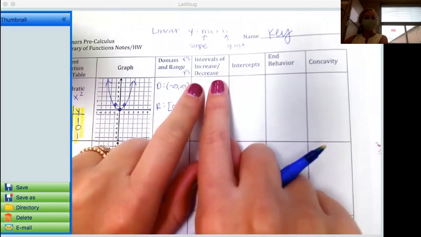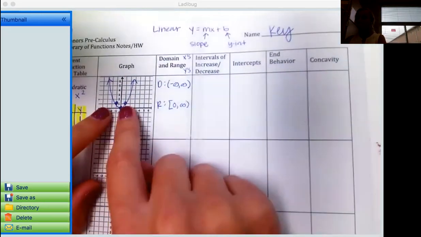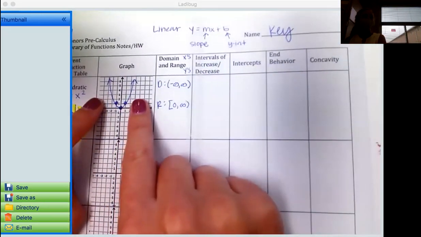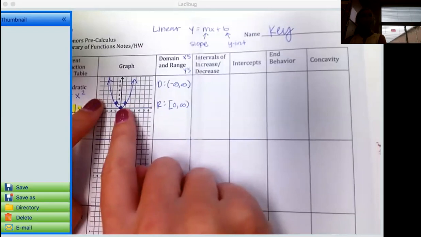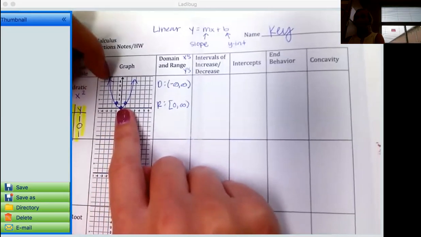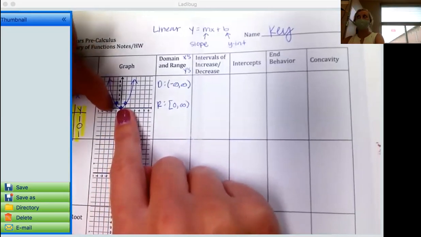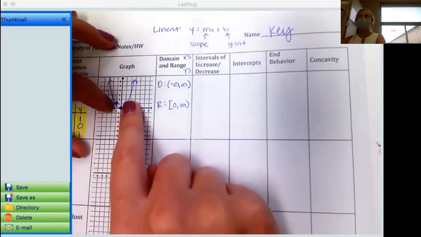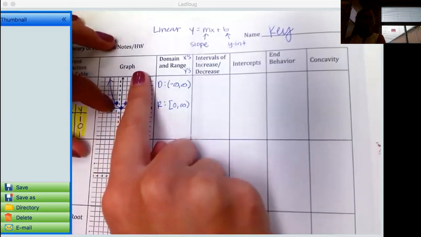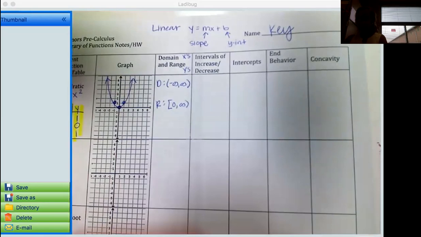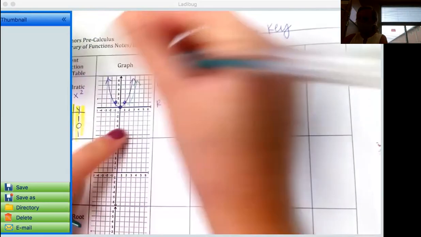Intervals of increase and decrease. Which side of my parabola is going up? Good. Think about a roller coaster. If you start here, this side is going down, and then this side goes back up, right? So it is increasing on the right.